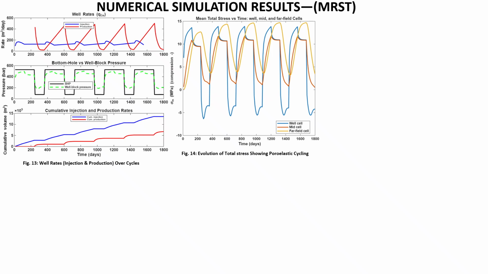So in figure 16, I'm showing the evolution of total stress over time. Time again is in days, which is in the x-axis, and the y-axis is the mean total stress in megapascal. So we use a sign convention which is negative to represent compression and positive to represent tension.